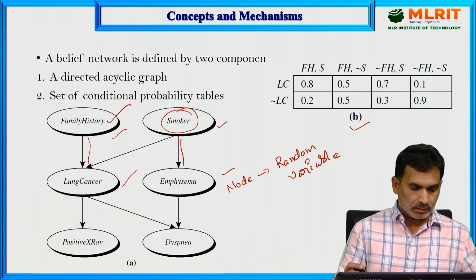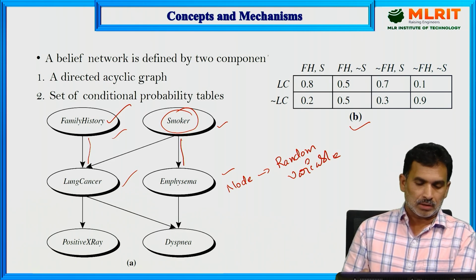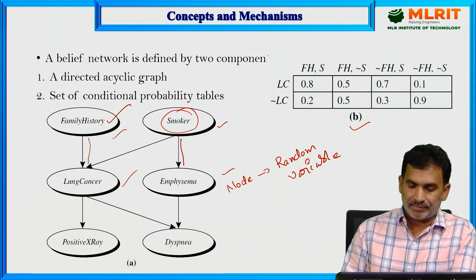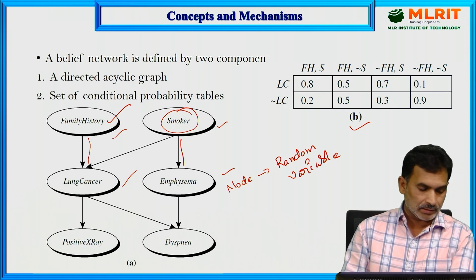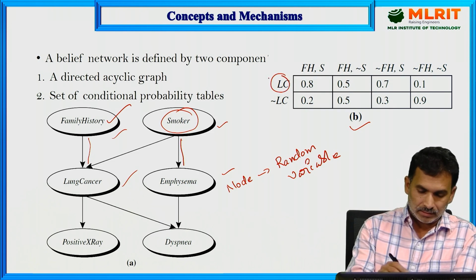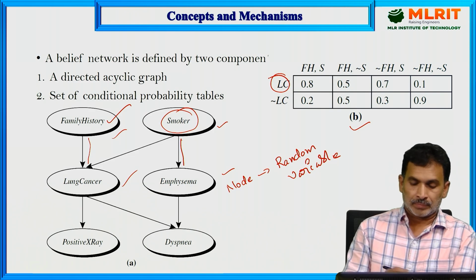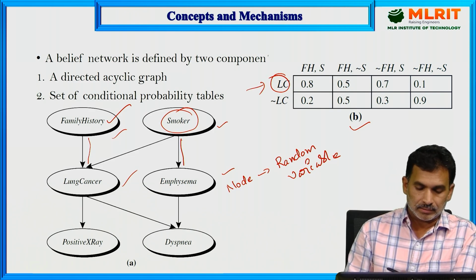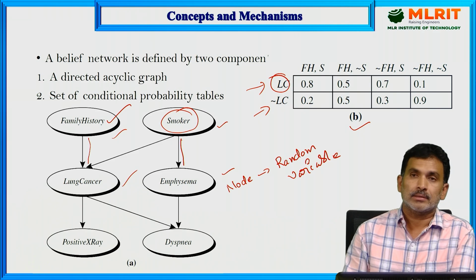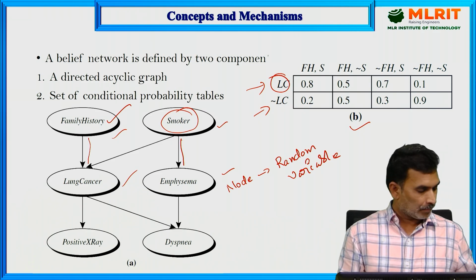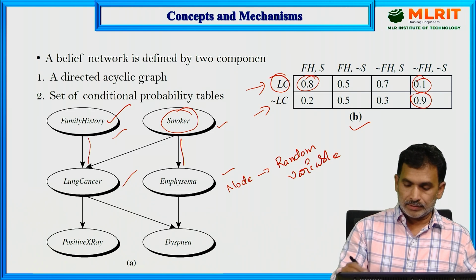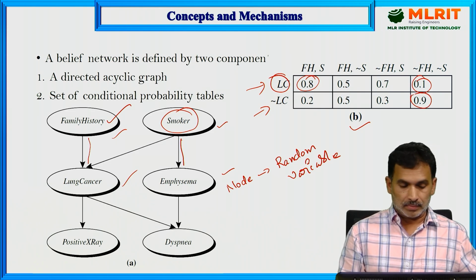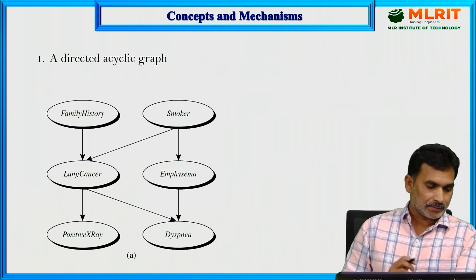And coming to this set of conditional probability tables, that is another component of the Bayesian belief network. This is one conditional probability table for lung cancer, short name LC, with lung cancer and no lung cancer. We will discuss what these values are and how to get them. All these are conditional joint probability distributions.